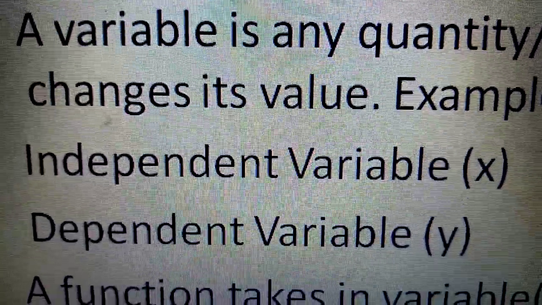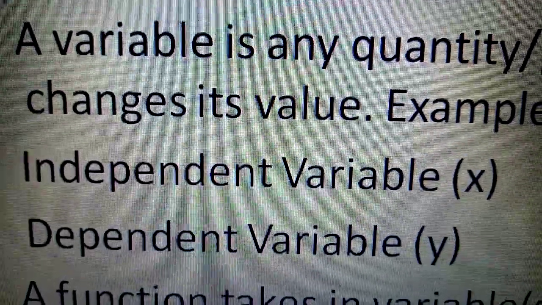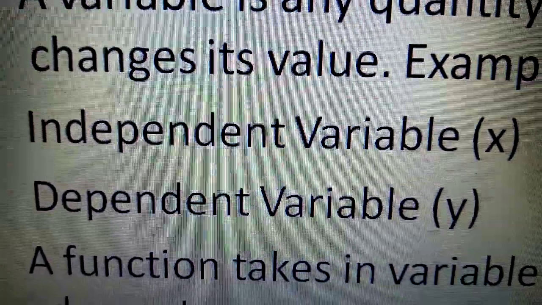So we say a variable is a dependent variable if it can only change when another variable has changed. An example is age. The age of an individual will only change when time has changed.